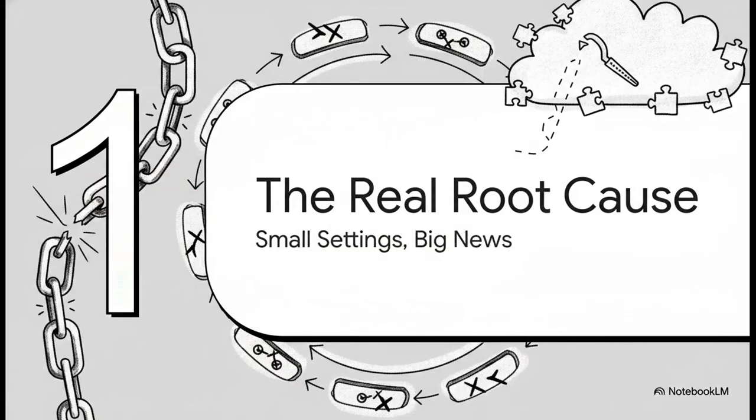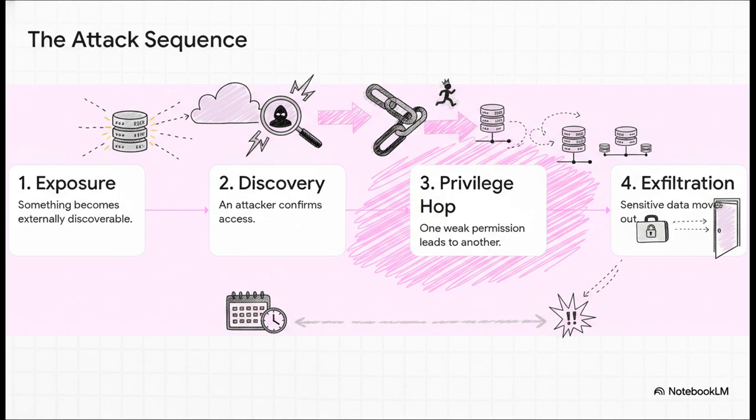Okay, so that leads us right to the real root cause here. See, these little slip-ups, they're not random. They follow a predictable, almost boring playbook that attackers have learned to exploit over and over again. And this is the playbook. It's a pretty simple 4-step process. First, exposure. Something gets left open to the internet. Second, discovery. An attacker finds it.